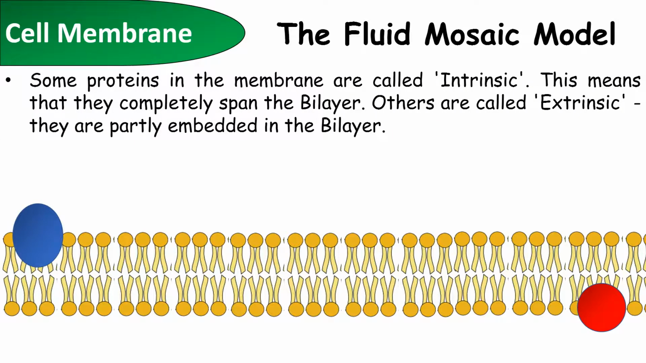Some proteins in the membrane are called intrinsic. This means that they completely span the bilayer. Others are called extrinsic, meaning that they are partly embedded in the bilayer.